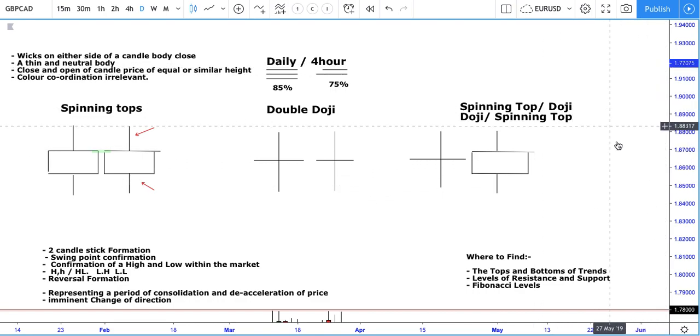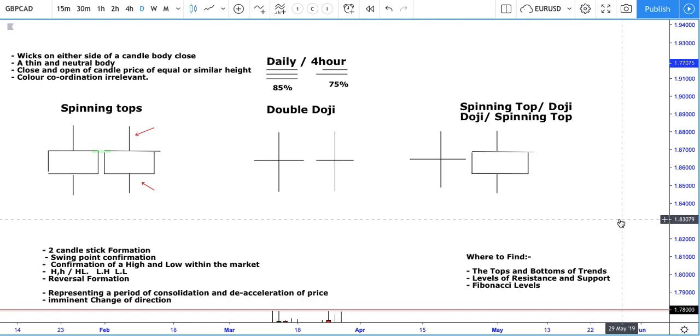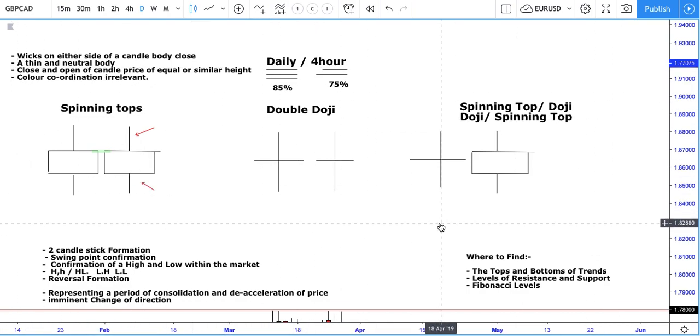Now, I'm sure you're looking at the screen, listening to me talking, and reading through this already. Spinning tops, double dojis, and the spinning top doji, or doji spinning top formation, is one of my favorites for understanding when we've made a significant high in the market, or a significant low. This helps us dictate where we think a swing point reversal can be formed, and therefore understanding this can help us take trades at the highest points and the lowest points as well.